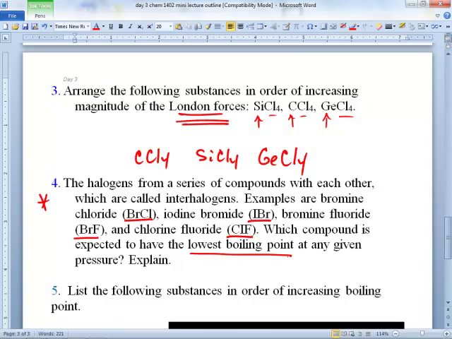Would we be going by dipole-dipole? Yeah. You have to go by dipole-dipole. So, which one would have the lowest boiling point then?